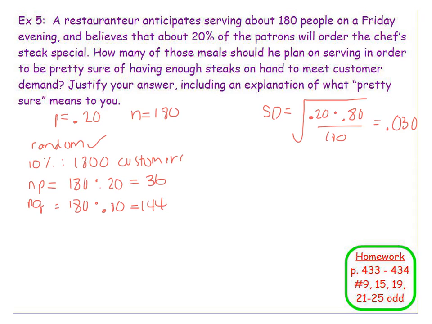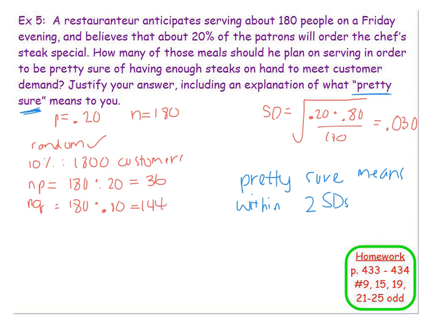So here's the problem. We have no clue what our sample is. We're trying to figure out how many steaks should he have to meet customer needs. Well, he wants to be, and there's a very key phrase here, pretty sure he has enough steak. Well, pretty sure, we want to be confident. So what we're going to do for the phrase pretty sure, we're going to say that that means within 2 standard deviations.